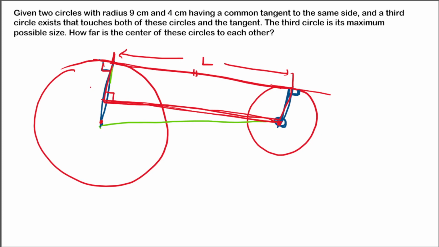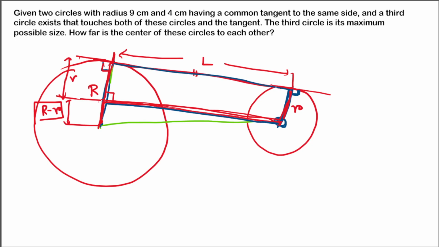And let us say the bigger circle has a radius R and the smaller circle has a radius r, right? Now what is this? This is simply R minus r. Why? Because this is R and this must be r, right? So this length must be r. Yeah, so we have found this one. And the length of this will be the same as this, right? So that is L. And let us say these circles are separated from each other by distance D.